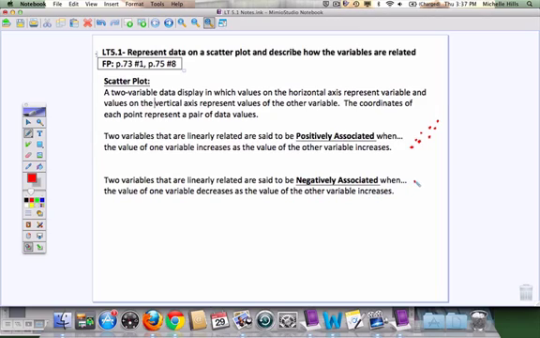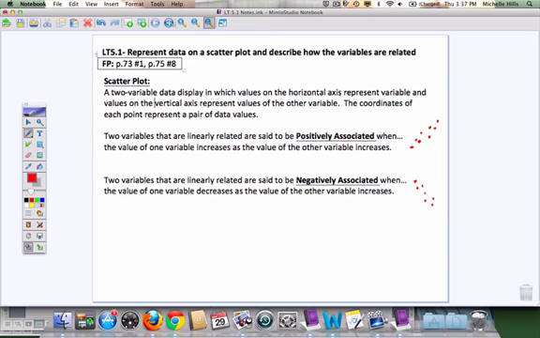Negatively associated would be, again, reasonably fairly linear-ish at least, but as this horizontal one increases, the vertical one decreases. So if I think about a line, which we'll do a line of fit in the next section, a line that I could draw through that's kind of an average line, this one would have a positive slope, this one would have a negative slope.